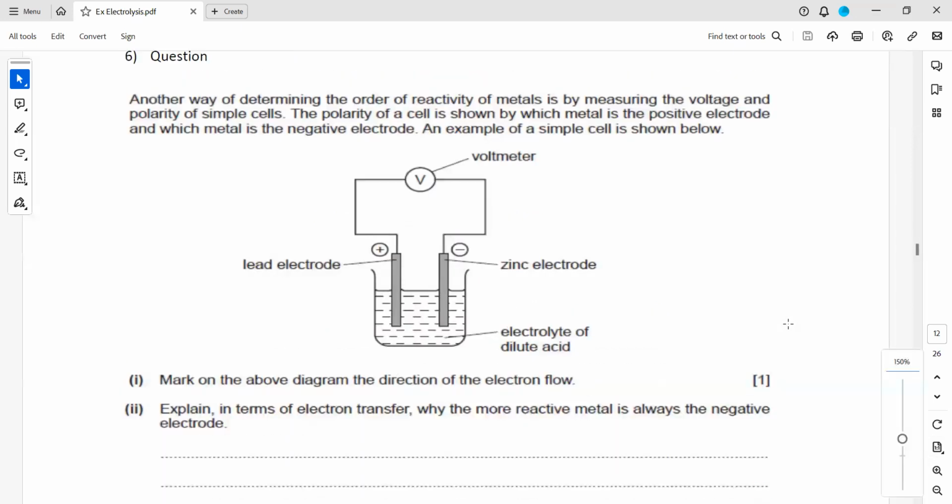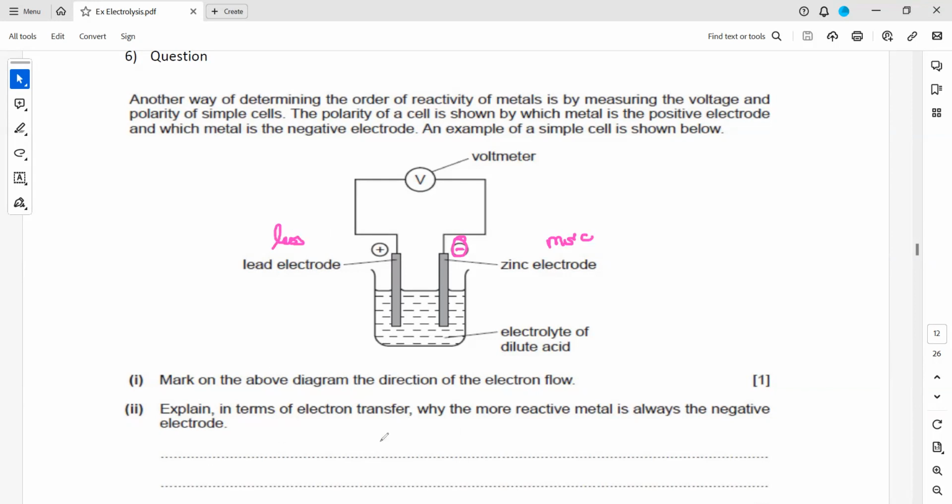Now, question 6. Another way of finding the order of the reactivity of the metal is measuring the voltage and the polarity. Polarity means the positive and negative charge when we write. The polarity of a cell tells which metal is the positive electrode and which metal is the negative. For example, zinc and lead are there. Which is more reactive, zinc or lead? By looking at the polarity, you can tell, because the negative one is always more reactive. So zinc is more reactive and lead is less reactive.